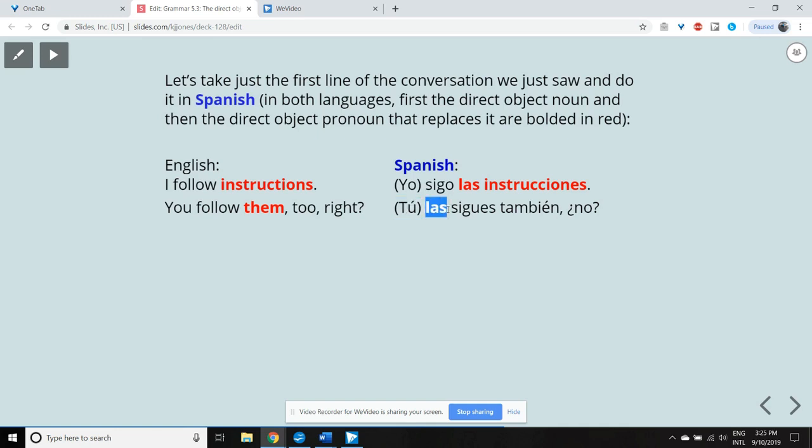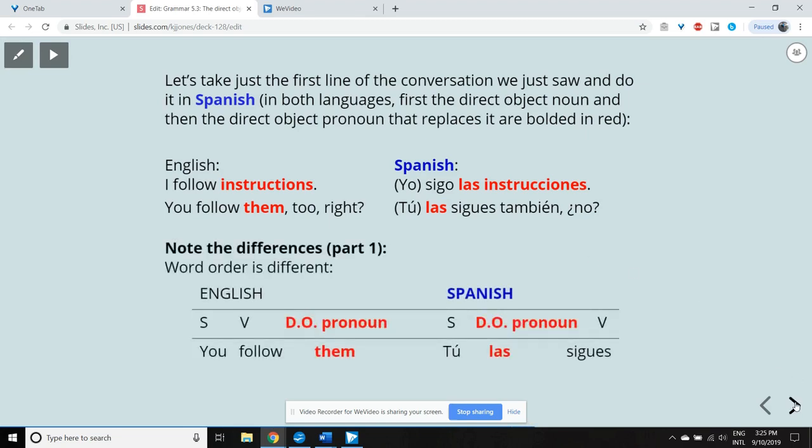Subject, then direct object pronoun, and that is located directly before the conjugated verb. So here in English, subject, verb, direct object pronoun. Spanish, subject, direct object pronoun, verb. Okay? Spanish is not English. This is a key difference.